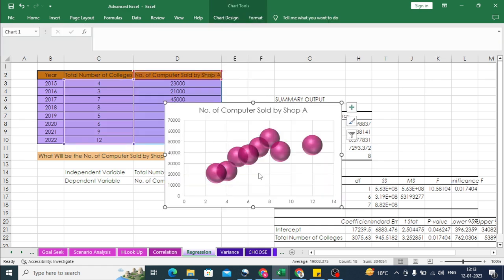Now over here you can see the relationship in a graph in the bubble chart. Over here you can see number of colleges, right? And on the vertical axis you can see the total number of computers sold, right? So this graph is representing the relationship between total number of colleges in the city and the total number of computers sold by shop A.